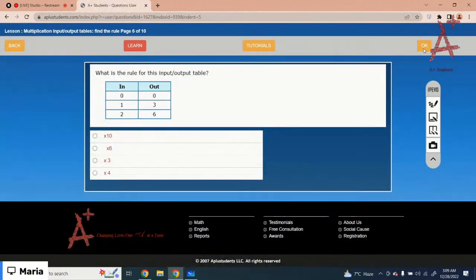What is the rule for the input output table? So which is the correct option? What number is multiplying by the input value to get the output value? Yes, very good. It is 3 because 1 times 3 is 3 and 2 times 3 is 6. So the correct option is 3. Got it?